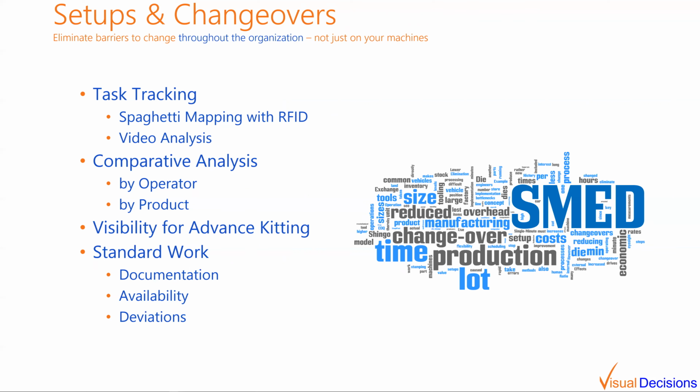But from the machines themselves, so that we can move from one product to another, a lot of the things that we can do from an Industry 4.0 perspective can really help with the SMED tasks that we've done in the past. For instance, with task tracking, we could do spaghetti mapping with RFID or video analysis or other tools, as opposed to somebody standing there and following someone around and mapping it out.